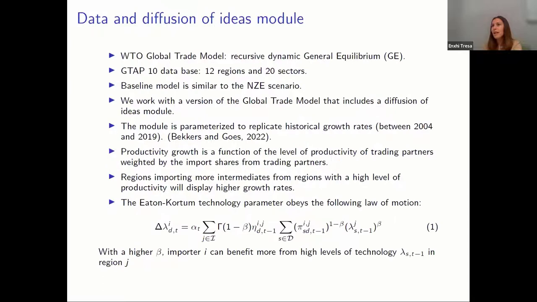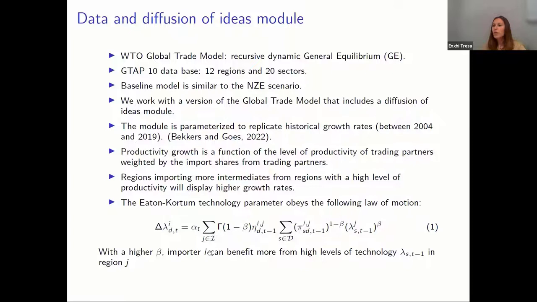So we use, as I mentioned before, the GTM model at the WTO and the GTAP 10 database. We aggregate to 12 regions and 20 sectors. The baseline is net zero, and we include a diffusion of ideas module. The way this is done is that the technology parameter is linked to a beta parameter that is the strength of diffusion.